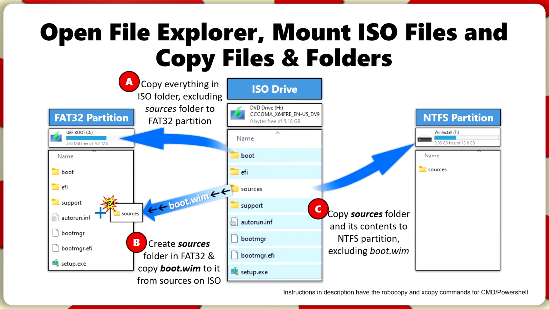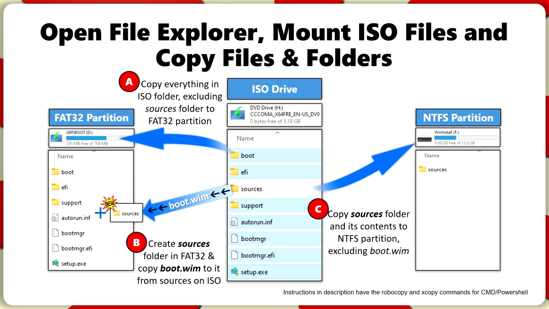When you're done, create a new folder in the FAT32 partition and rename it Sources. We're only going to copy one file to the Sources folder, and that's the boot.wim file. Again, you're copying the boot.wim file from the Sources folder to the FAT32 Sources folder.